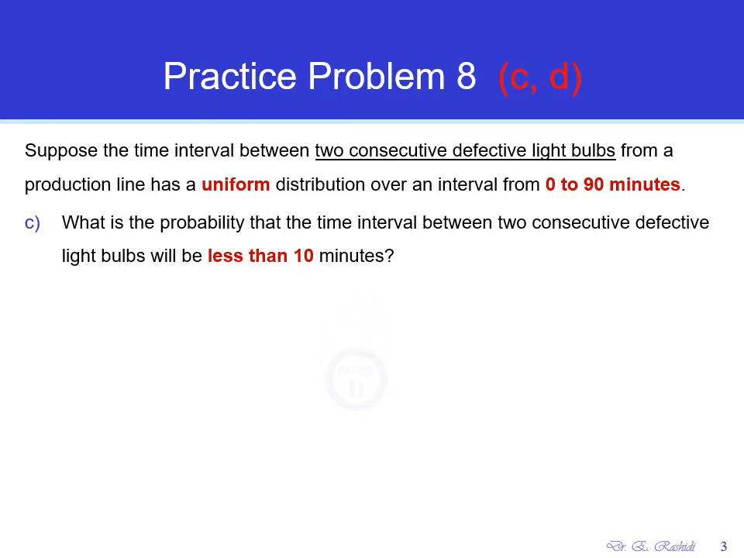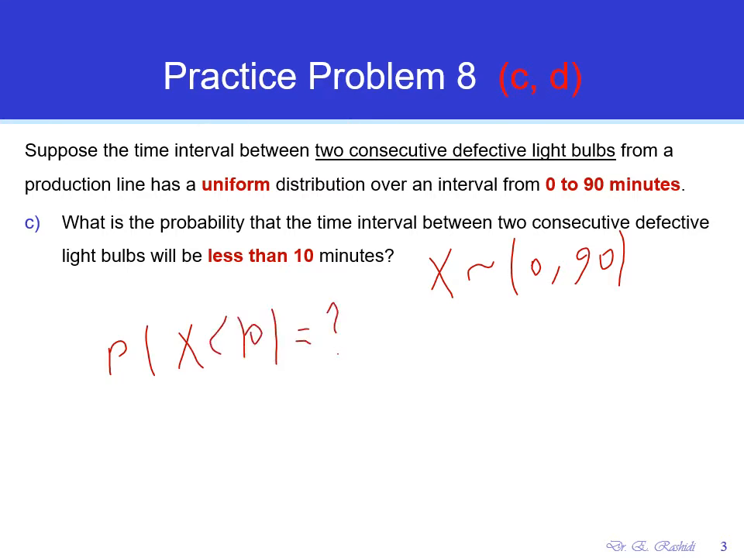Let's see the solution. So here we have a uniform distribution. A is 0 and B is 90. What we are looking for is the probability that X is less than 10 minutes. So we can solve this using the integral, or we're going to go the easy way, which is using the plot. So let's go using the easy way, using the plot.